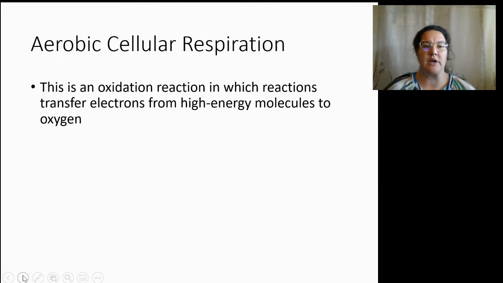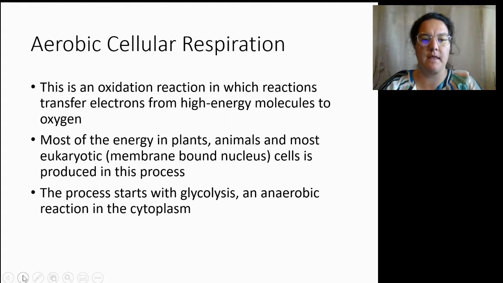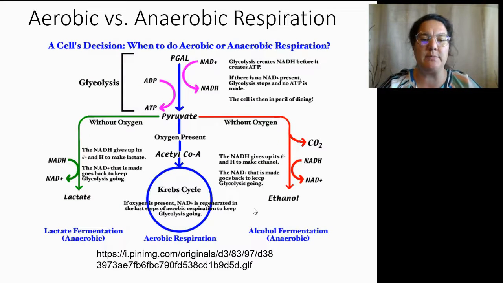In aerobic cellular respiration, this is an oxidation reaction where electrons are lost. So we transfer electrons from high energy molecules to oxygen. Most of the energy in plants, animals, and other eukaryotes, which are cells that have nuclei, is produced through aerobic respiration. It starts with glycolysis in the fluid of the cell, in the cytoplasm.